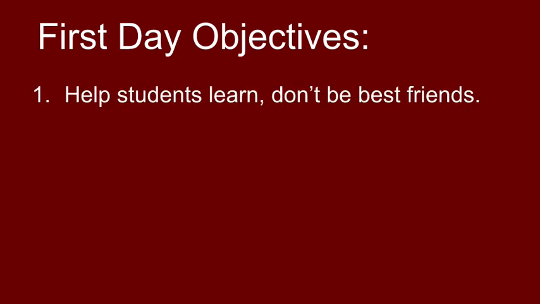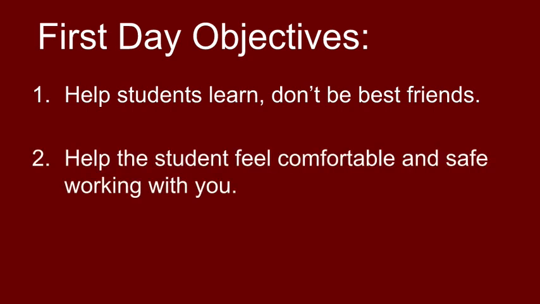The first is that you are there to help students learn, not to be a best friend. Obviously, you should still be friendly and have fun with your student, but your role is as a tutor to help them learn. To do that, you need to be an authority figure and not a best friend. And your second objective is to help students feel comfortable working and learning with you.